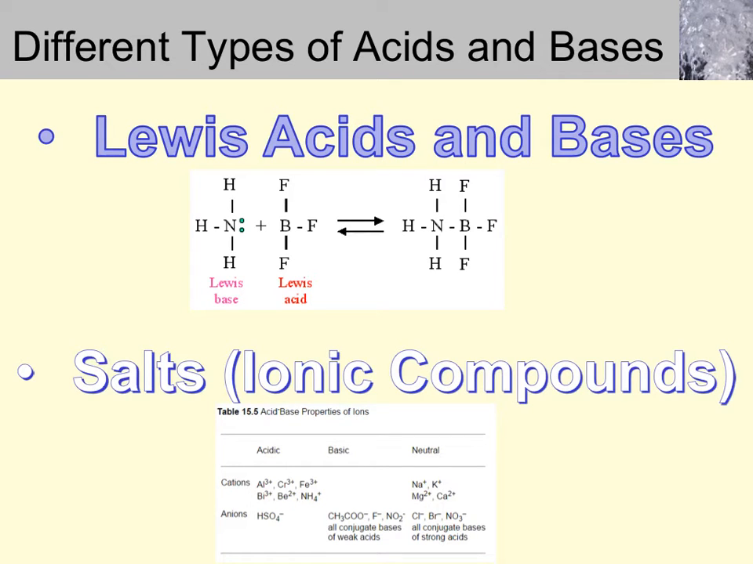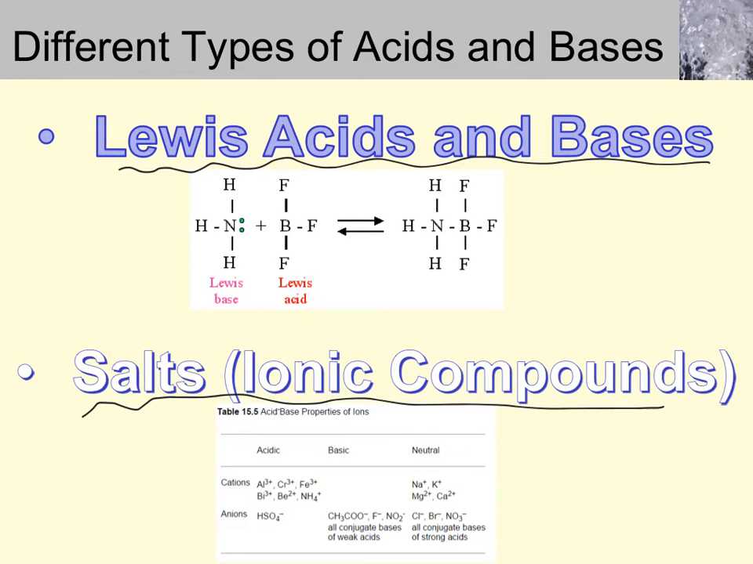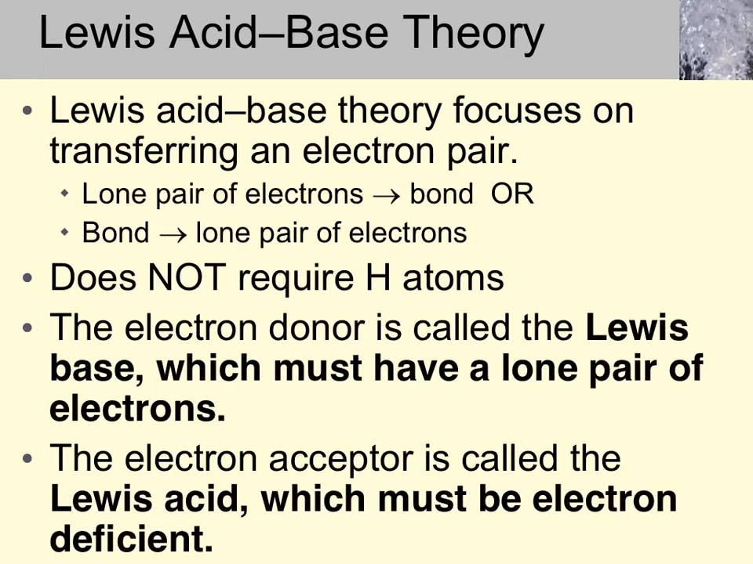This is the last of 3 lectures from chapter 15, all about acids and bases. And this lecture is going to focus on the types of acids and bases that aren't as commonly seen or talked about. The first will be what's called Lewis acids and bases, and the second is the fact that salts or ionic compounds can render an aqueous solution acidic or basic.